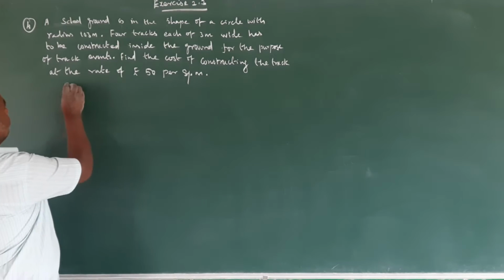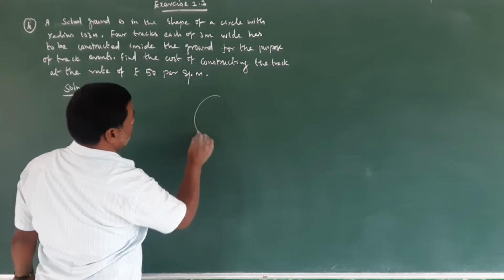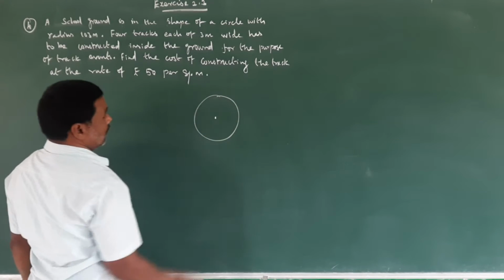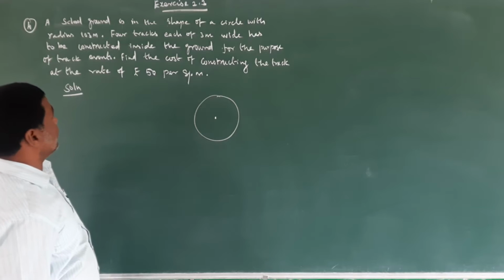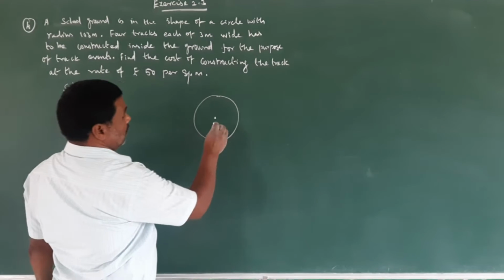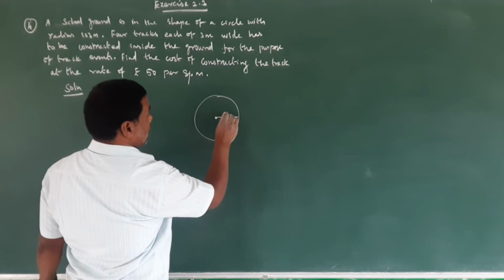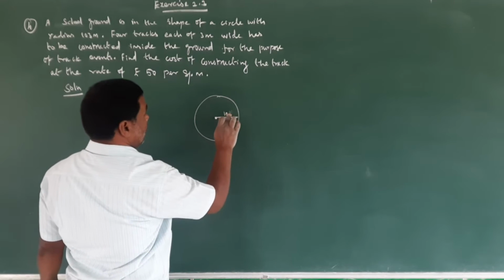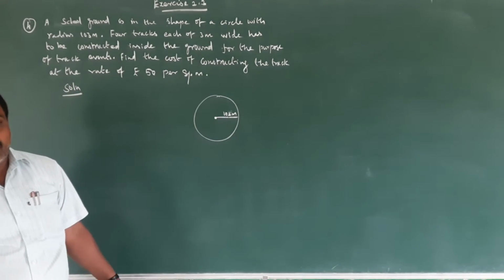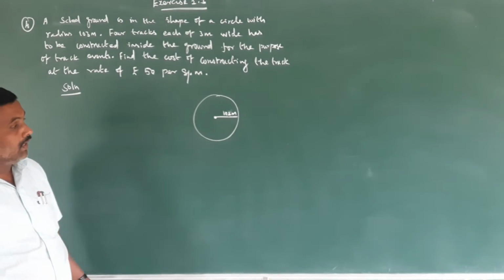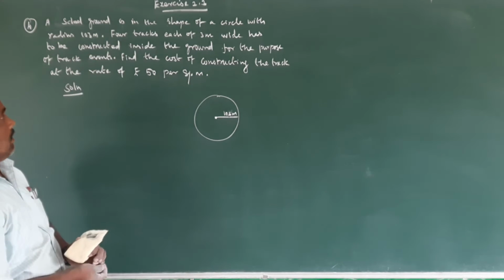Now, solution. The school ground is in the shape of a circle with radius 103 meters. Now, this is the circular ground. The radius is 103 meters. Now that is the circle. First step, the diagram.